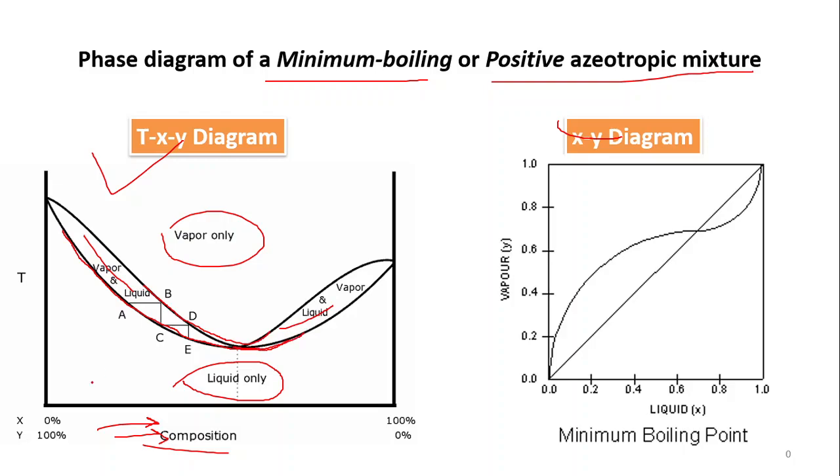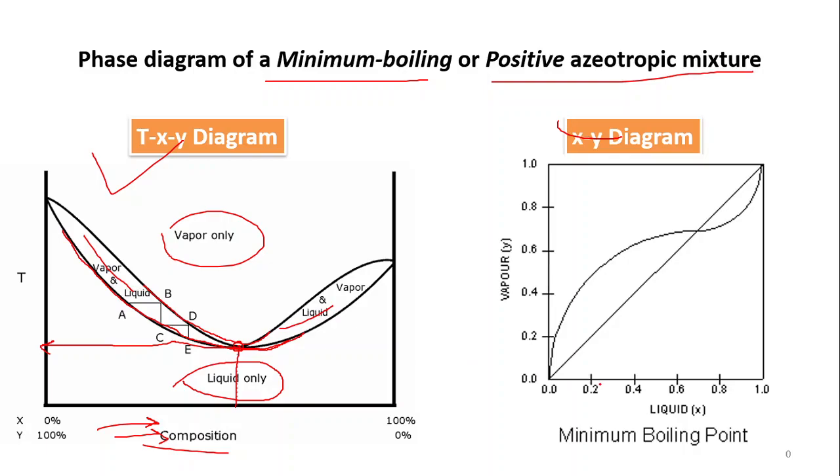So what happens here? At this point, the saturated vapor and saturated liquid envelopes are approximately equal, and there is no difference between the two, and that's why it is called constant boiling. This is the temperature at which this mixture boils at the same composition. This point appears at the minimum level, and that's why it is called a minimum boiling azeotropic mixture.